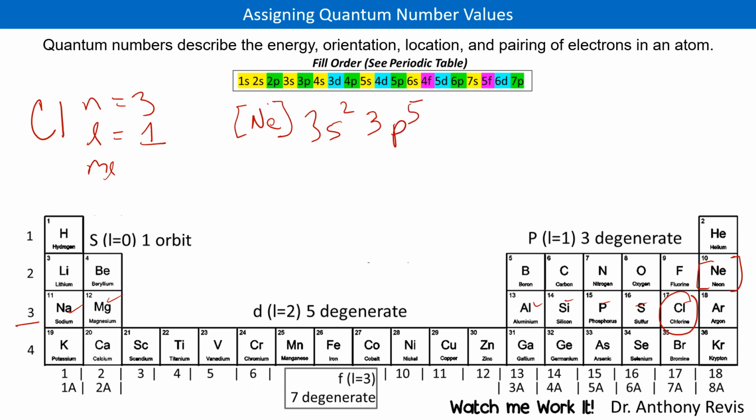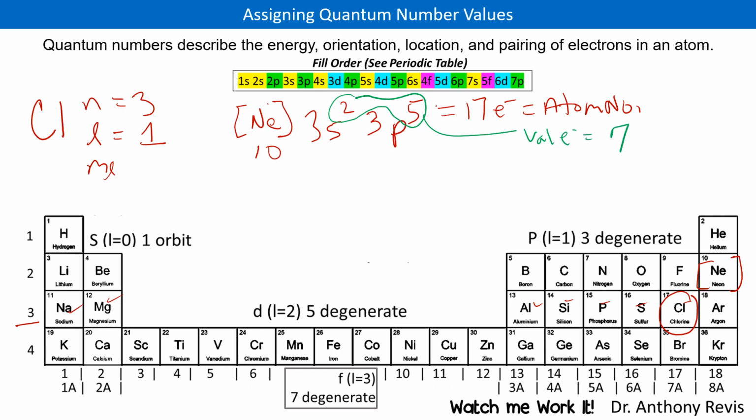So if we do this, that's our electronic configuration. And just for fun, you could count the total number of electrons for chlorine. We would have our 10 here. 10 plus 7 gives us 17 electrons, total number of electrons, which also equals the atomic number. Just so you know that. And we could check the valence electrons by checking the last ones here. When you do the shorthand, it's pretty easy to check the valence electrons. So valence electrons here would be 7.